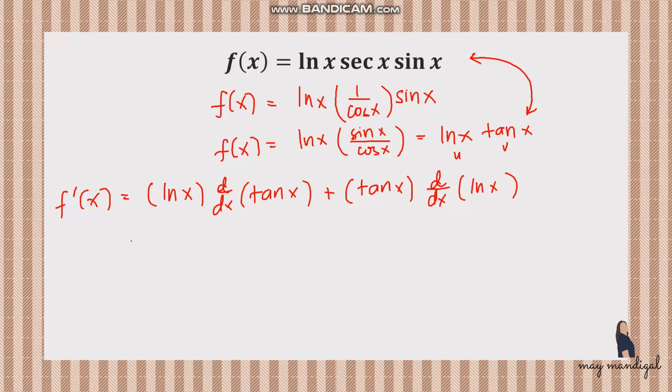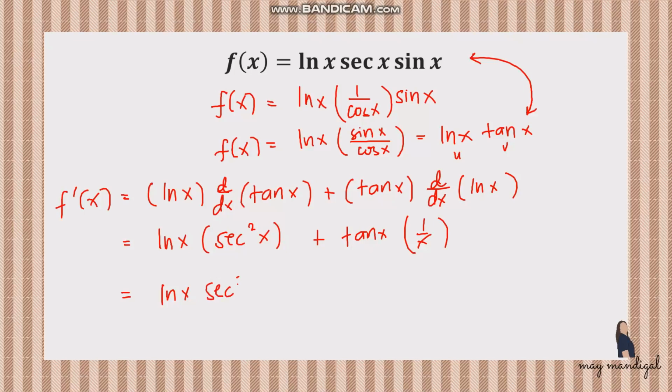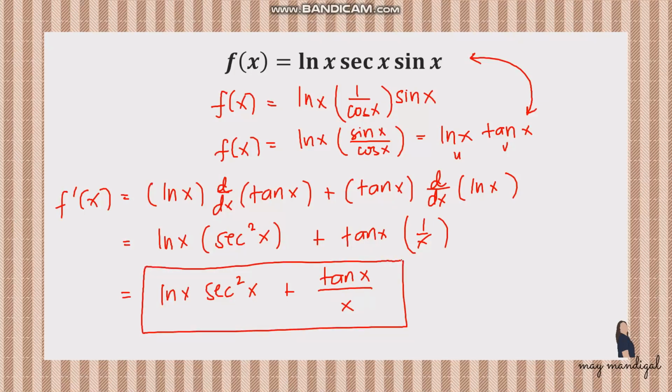And then let's just solve. So ln of x, the derivative of tangent is secant squared x, plus this one is tangent of x, the derivative of ln of x is 1 over x. So we have here ln of x secant squared of x plus, and then multiply tangent of x over x. And then that's it. This is now the derivative.